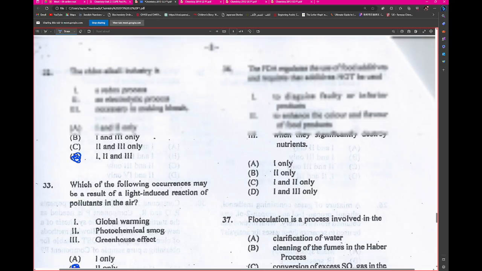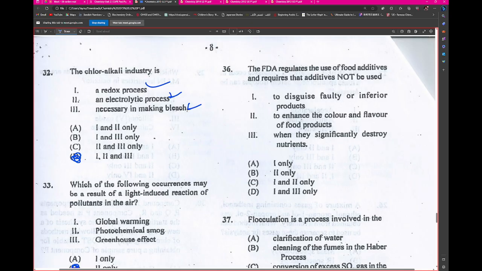Alright, so 36. Can't see the question yet. Okay, the FDA regulates the use of food additives and requires, isn't this from a foods paper? I saw this question before. First I was seeing it on a chemistry paper though. Alright, so requires that the additives not be used to disguise faulty or inferior products, to enhance the color and flavor of food products, or when they significantly destroy nutrients. What would it be? I think it would be D. Immediately 1 and 3.